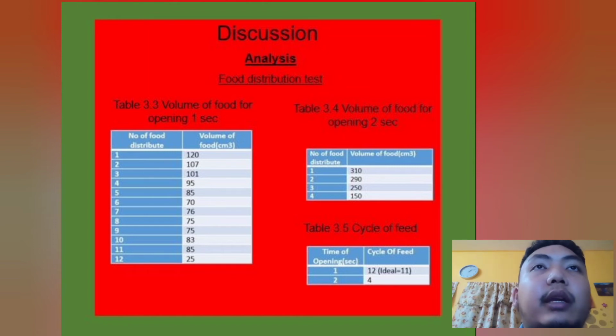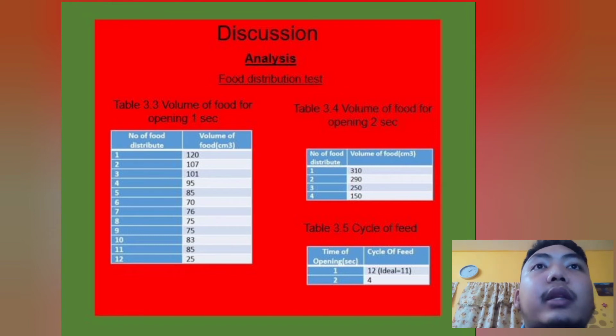And then the 2 second opening is to have a higher amount of food distributed than the 1 second opening, which shows that when the opening is open for a longer time, the food will be a lot more. But also, as you can see here, the number of food distributions is lesser, which means that when the food amount is higher, the number of food distributions is lower.